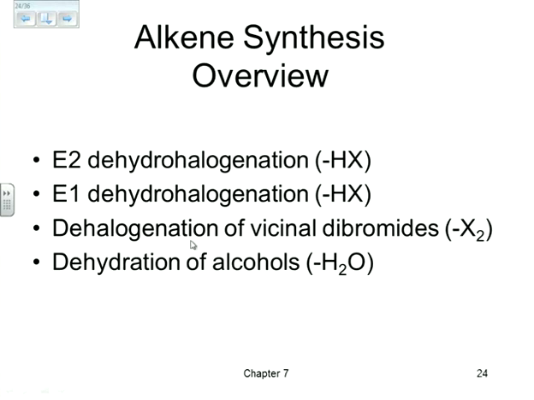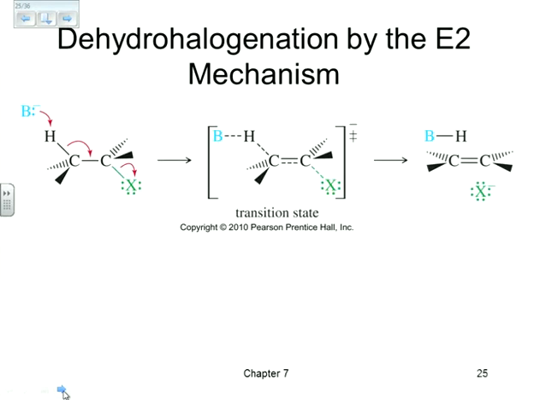So dehalogenation, what am I getting rid of? Halogen. And how many? 2. So we're going to get rid of 2 bromines. And then dehydration of alcohols. When you think of dehydration, what molecule comes to mind? Water. So we're going to be losing water. Okay, here's the basic mechanism for E2.